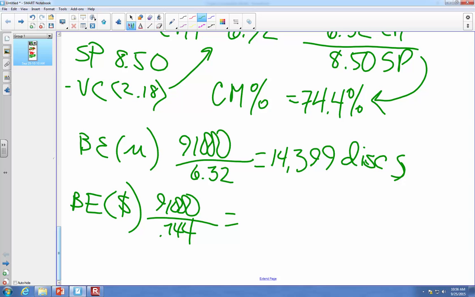Right? $122,312. My actual sales last year were 18,000, plus my margin of safety. 18,000 units. I sold 18,000 discs last year. What's my margin of safety? In percentage, in dollars, and in discs.